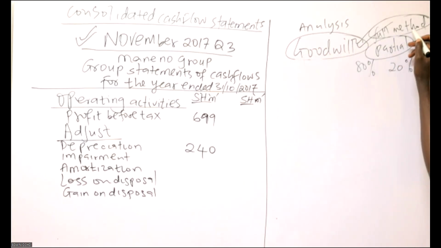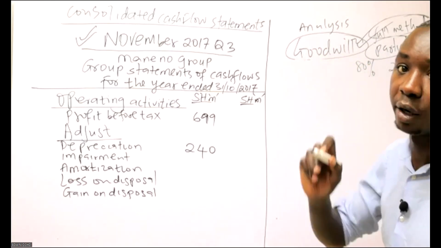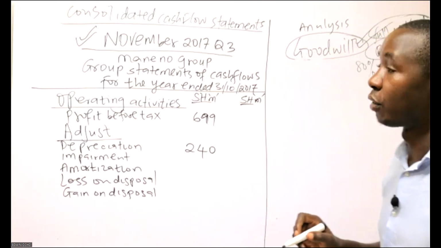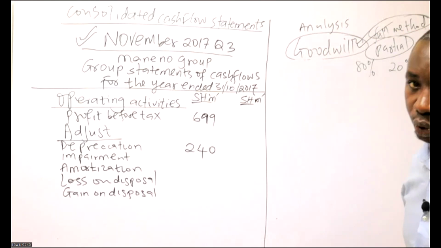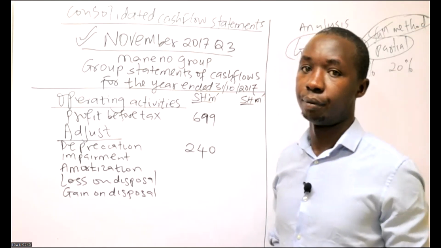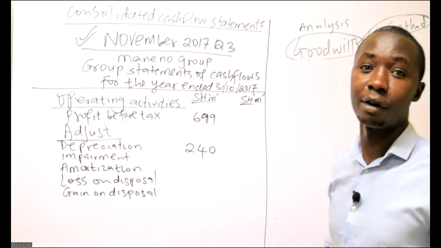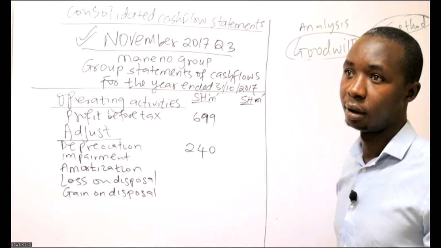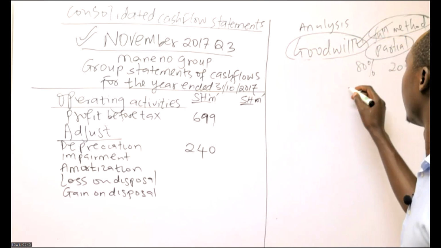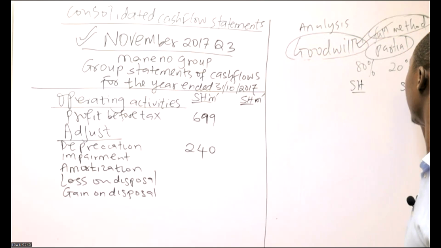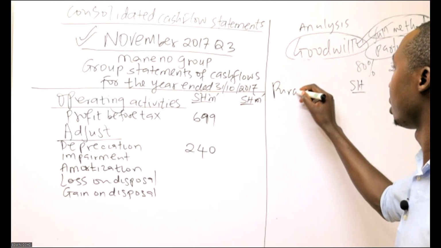So for you to use the full method in computation of goodwill of that subsidiary as at the time of acquisition, the NCI must be stated at its fair value. That is what you need to know. So already we were provided with the fair value of the NCI. So how do you determine goodwill? Purchase consideration minus what? Minus net assets. So the purchase consideration.